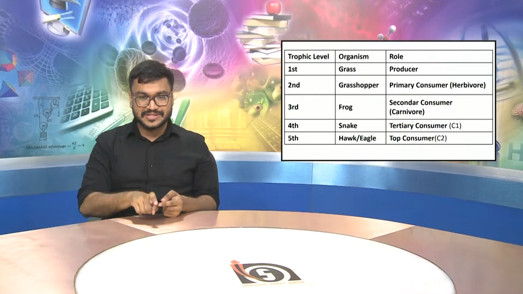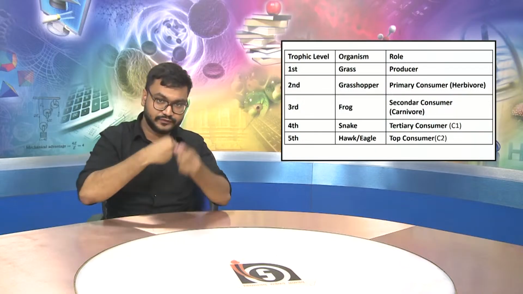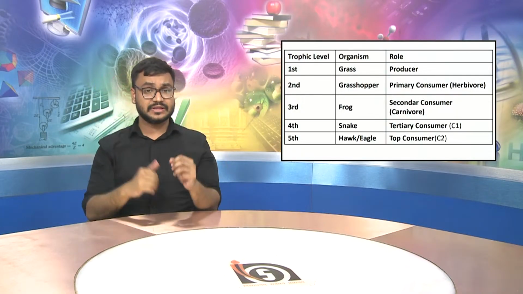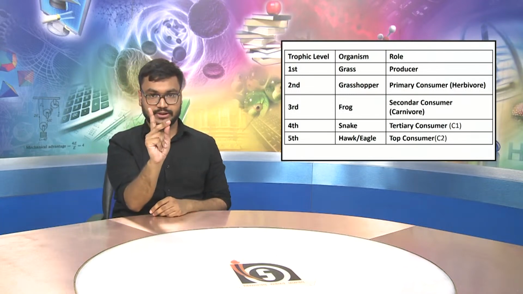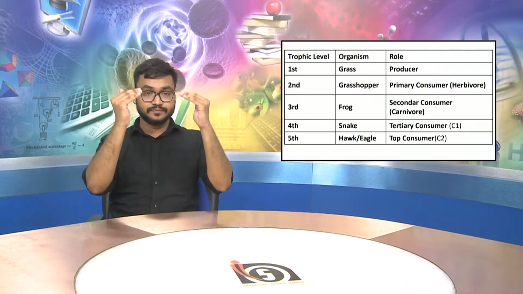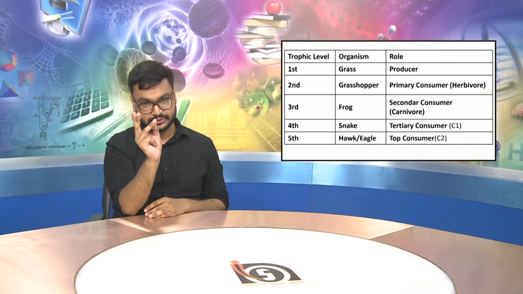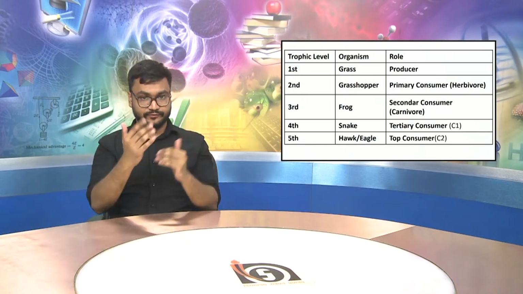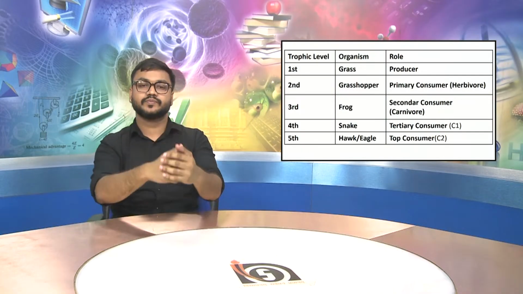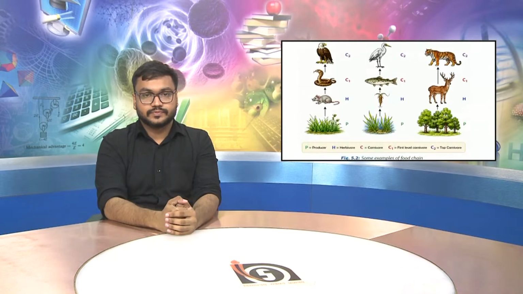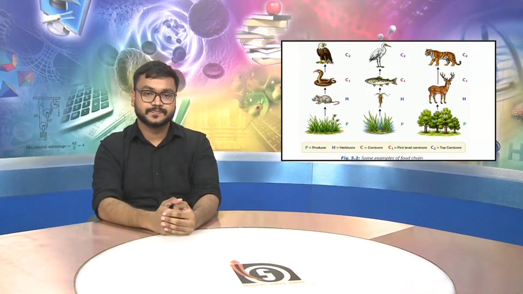For example, first trophic level, organism grass, and role producer. Second, grasshopper is the organism and their role is primary consumer. Third is frog, their role is secondary consumer. Trophic level 4, the organism is snake, their role is tertiary consumer, and then fifth, eagle, top consumer. Here is the visual explanation of that table.